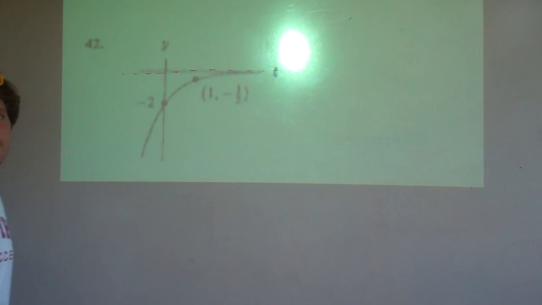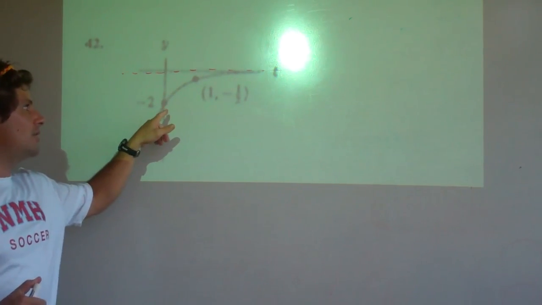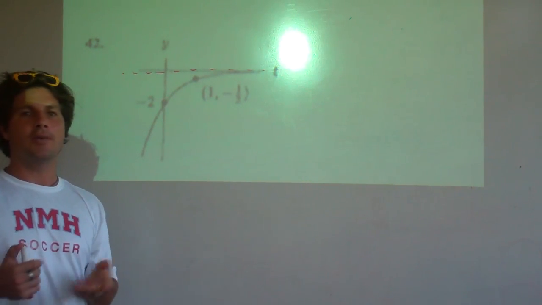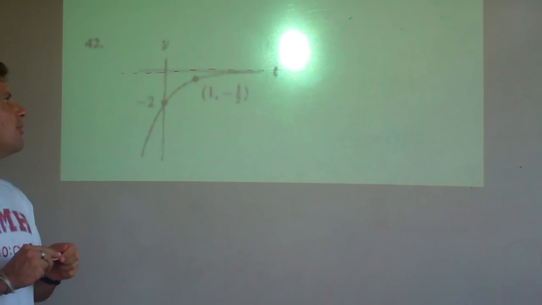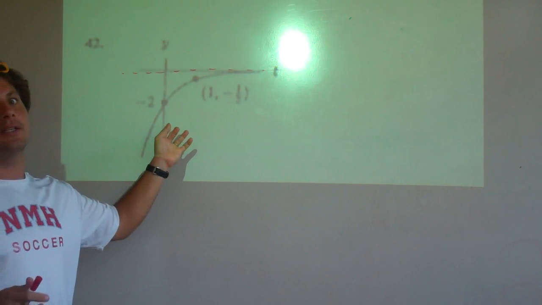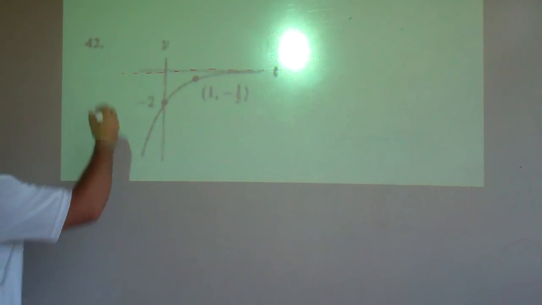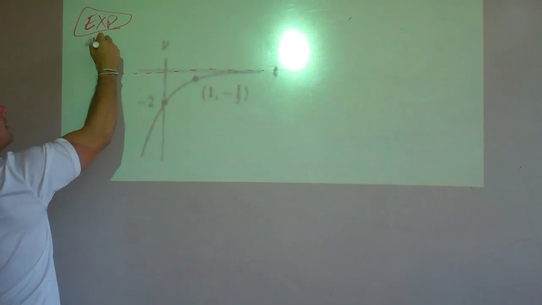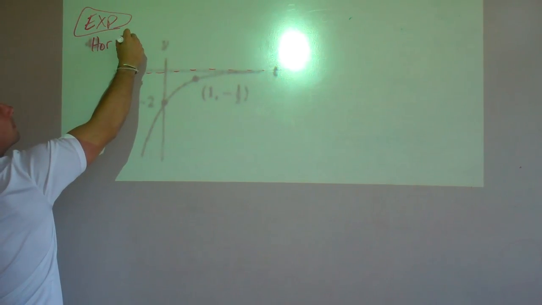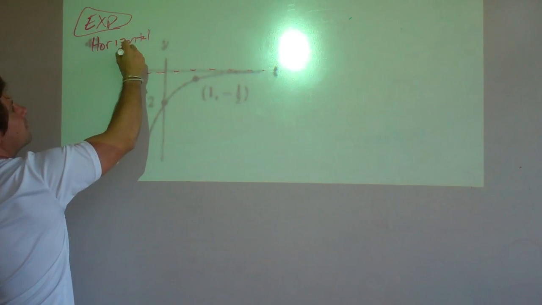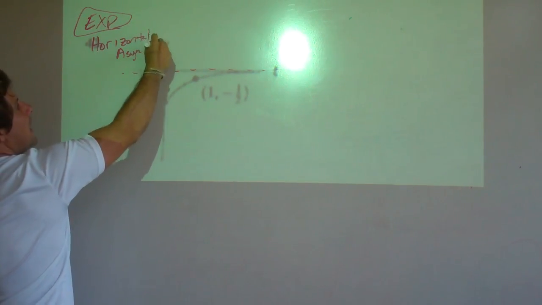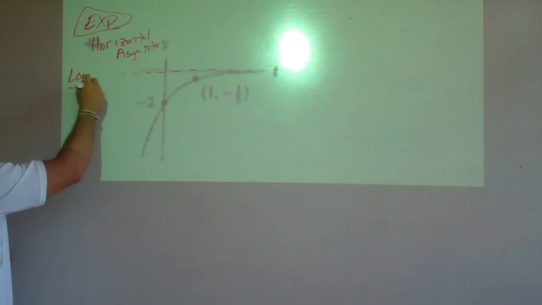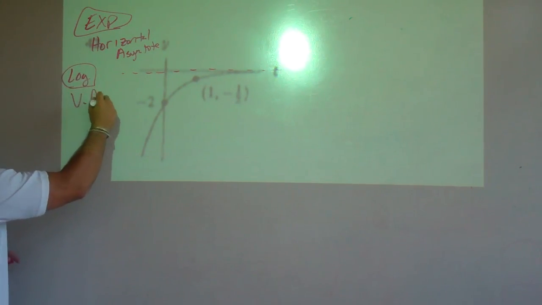So we're trying to find an equation for this graph, and looking at it we need to decide whether it's an exponential or a logarithmic. Some people might see this as a log, it kind of looks like a log, but what we need to remember is that an exponential graph has a horizontal asymptote, and a log graph is going to have a vertical asymptote.